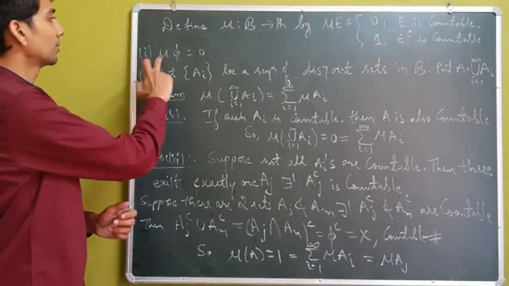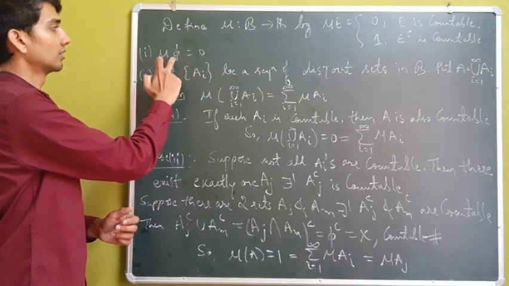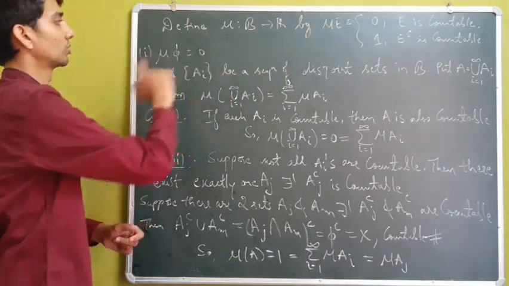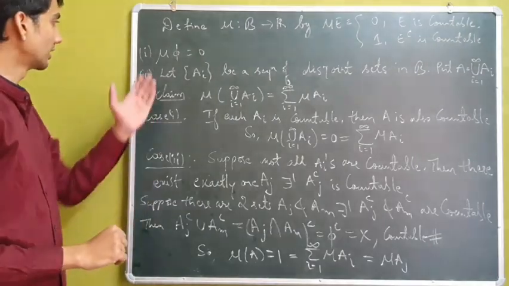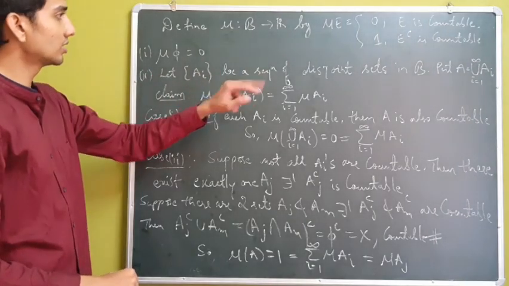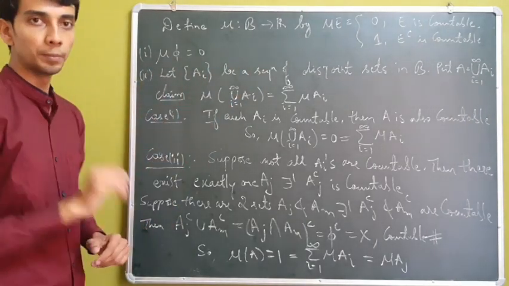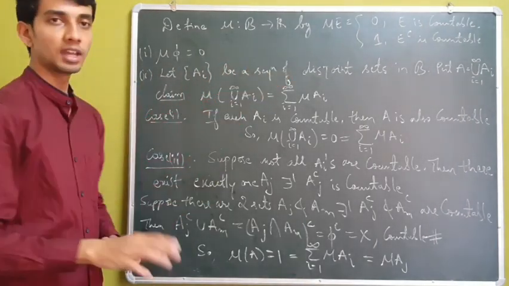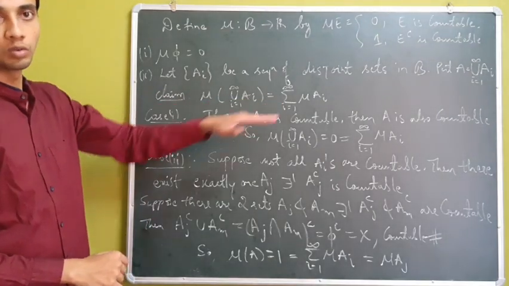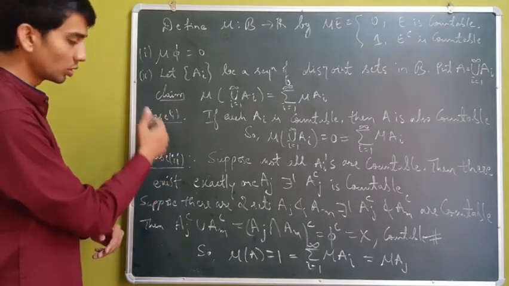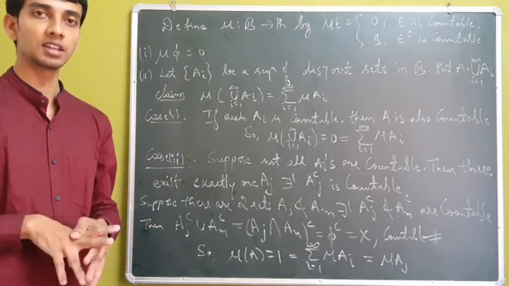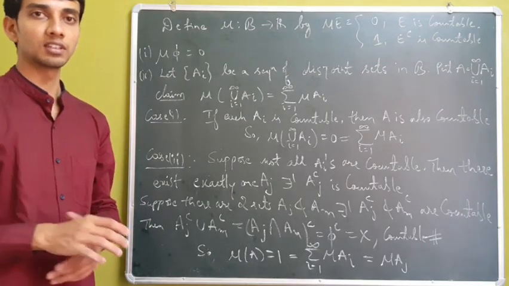Clearly the measure of the empty set is 0, as the empty set is a countable set and we have defined it to be 0. To prove that mu is countably additive, I will consider a sequence of disjoint sets A_i in B, and I will put A to be the union of the A_i. My claim is that mu is countably additive. So we have two cases here: one where each A_i is countable, and the other where not all A_i are countable.